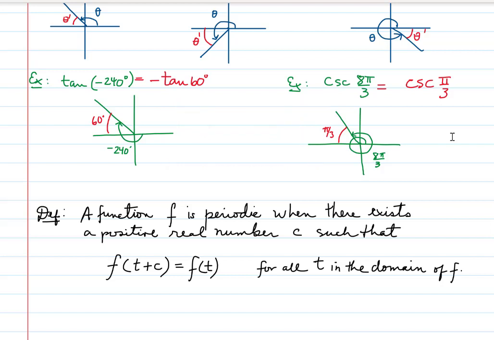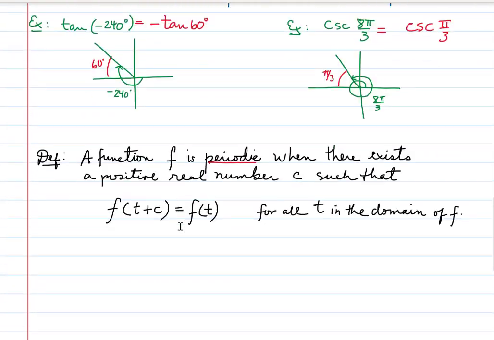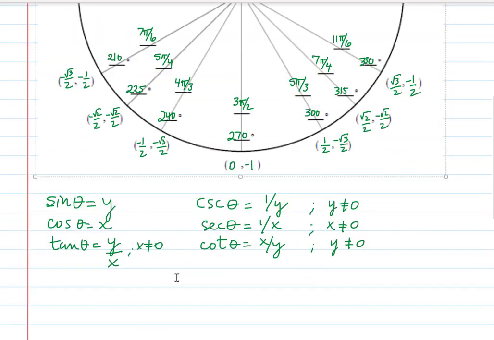Okay, a couple of things that I want to mention. One is a definition that we'll be investigating a little bit more when we graph all these functions in the next section: a function is periodic when there exists a positive real number c, such that f of t plus c is equal to f of t for all t in the domain of f. Now we're going to see that this is true for all of these functions, and intuitively, guys, you can see this from just the unit circle.